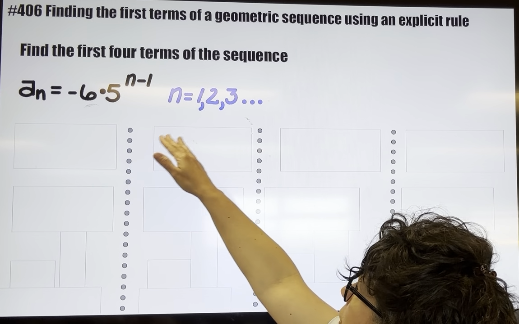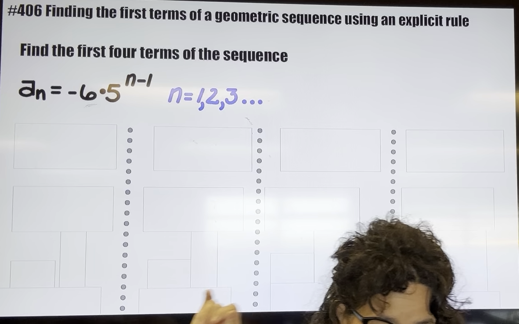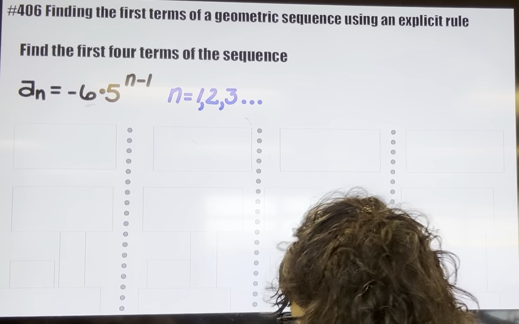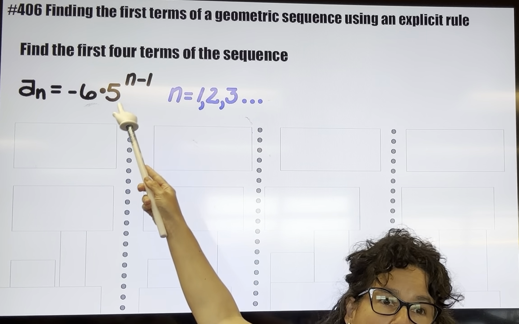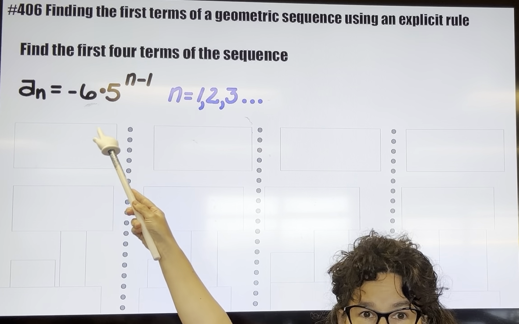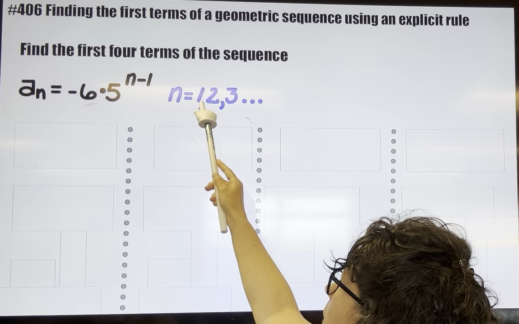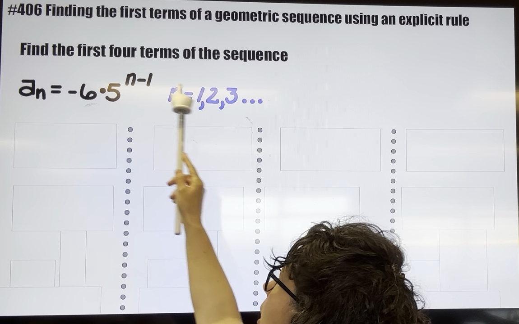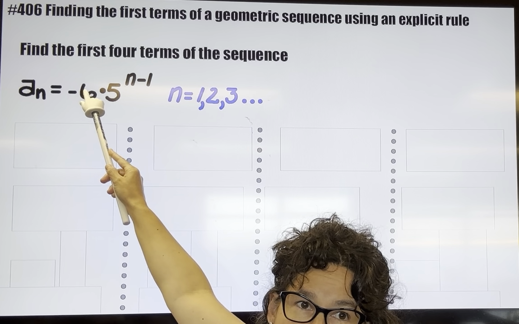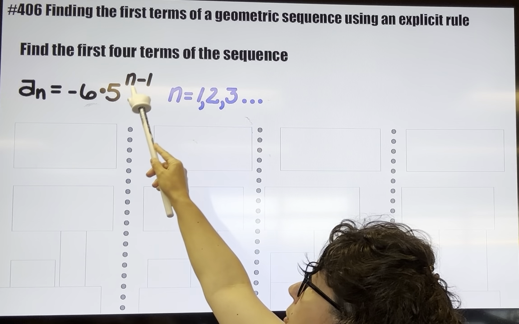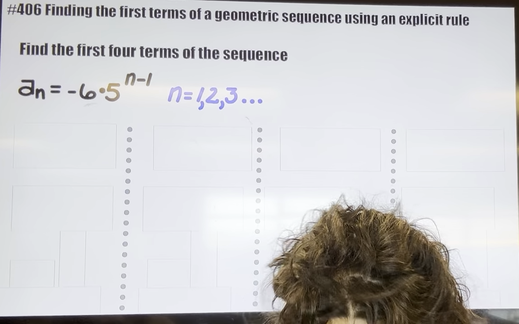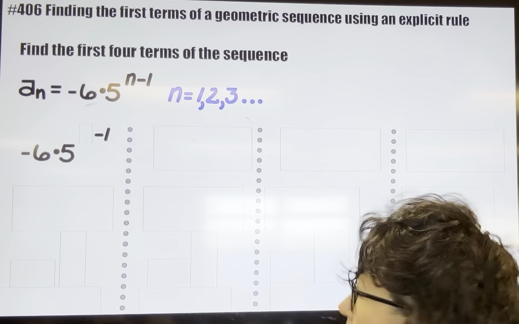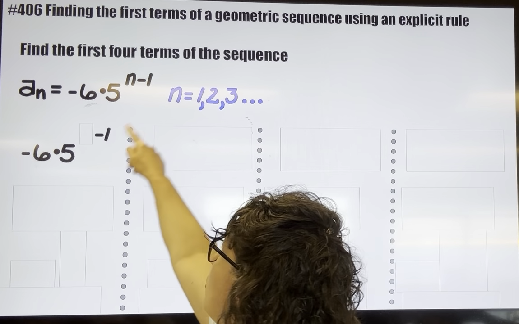We want to find the first four terms of this sequence, and this little equation right here is giving me how I get my first number, my second number, my third number. So I want to substitute one into this equation, two into this equation, that'll give me my second one, plug three in, that's going to give me my third one, and so on. So I'm going to take my equation and replace the n with 1.